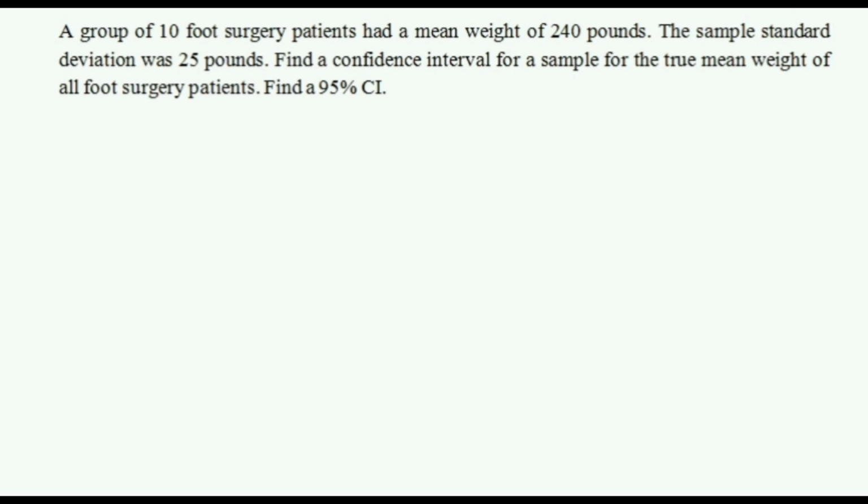So here, the standard deviation is known and the mean weight is also known. So it's reasonable to use the formula x bar plus or minus z multiplied by the standard deviation over the square root of the sample size. So let's get into the solution.